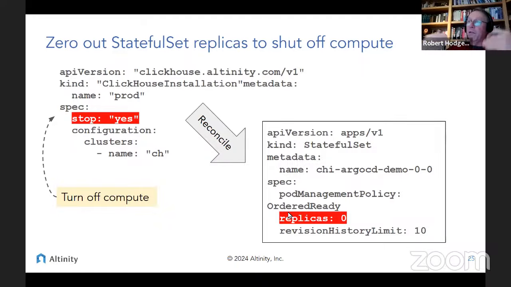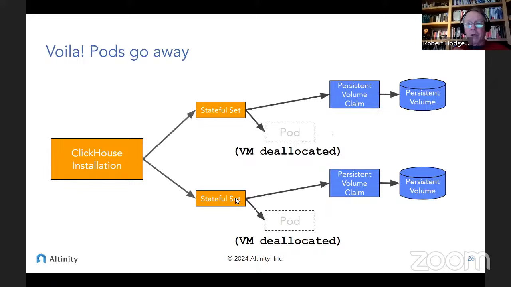And what that means is if your provisioner is set up right, the VMs will be released. So all of a sudden your bill goes way down. Your storage is still kept. You still need to pay for that, but at least you're not paying for compute. And that's an example of what happens. The pods just go away and the storage is still there. When you come back and change that setting to no and apply it, the pods come back.